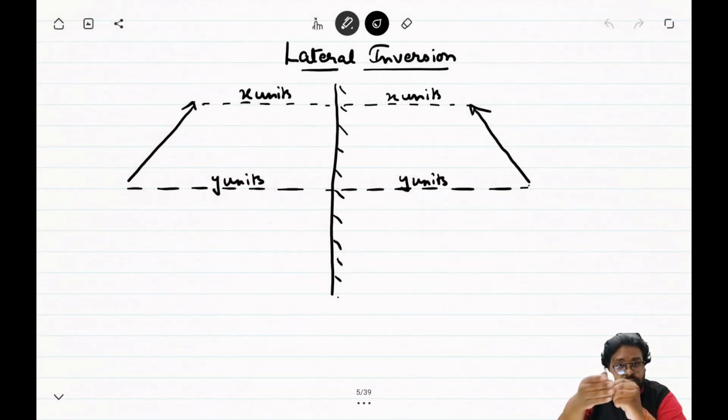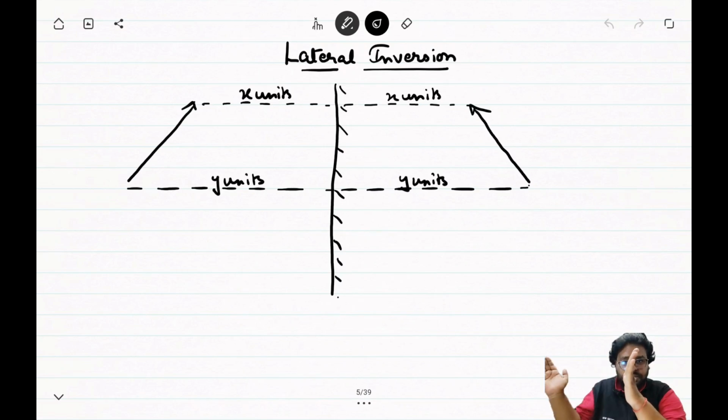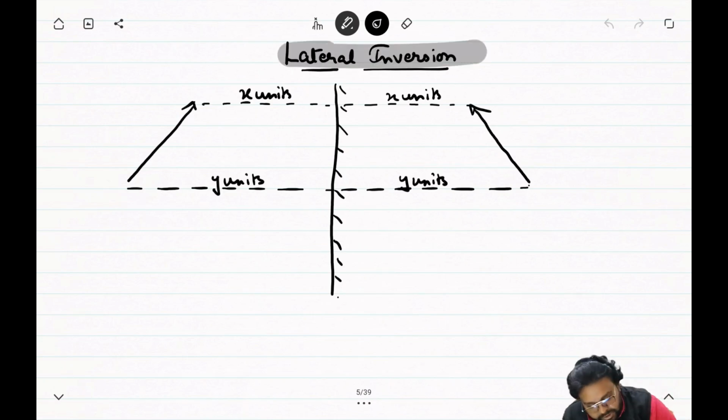So you can see this is a convex mirror. We are going to study about its properties. It is slightly curved outwards from the center, like this. This is the reflecting surface. Light will come from this side. Now there is a concept of lateral inversion. Now what is lateral inversion?